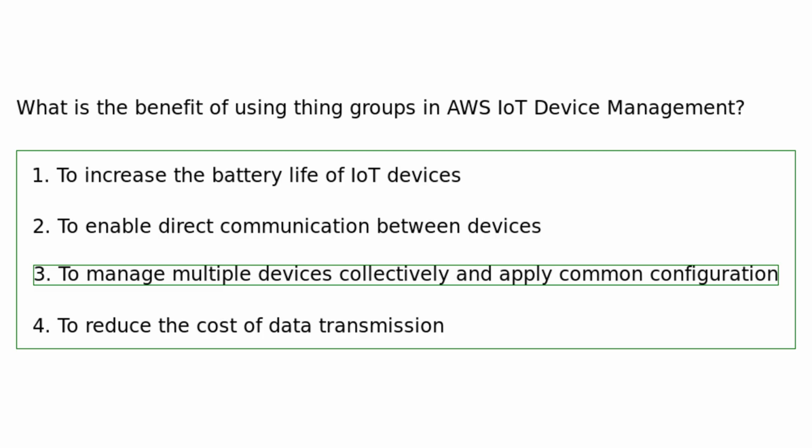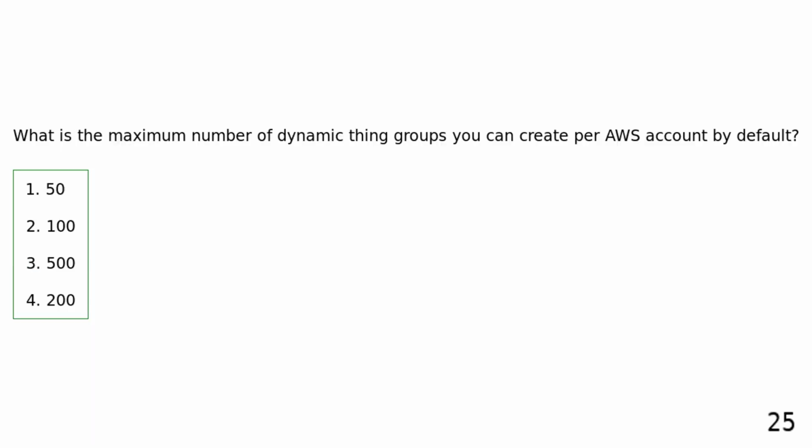Thing groups in AWS IoT Device Management allow you to manage multiple devices collectively. You can categorize devices into groups and apply common configuration, policies, and perform operations on all devices in a group simultaneously, simplifying fleet management.